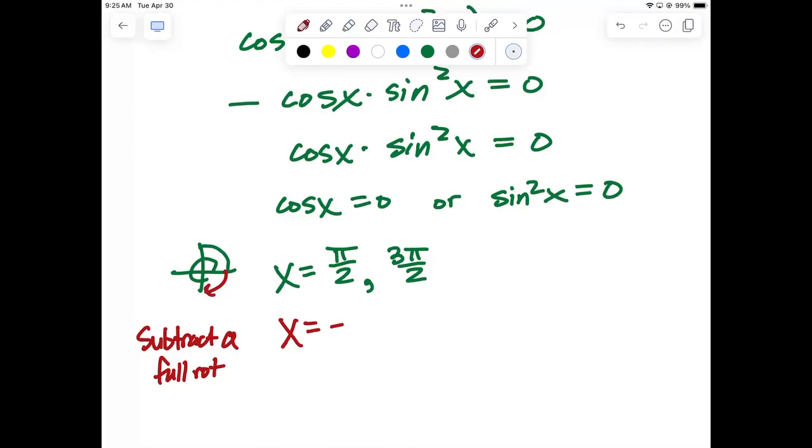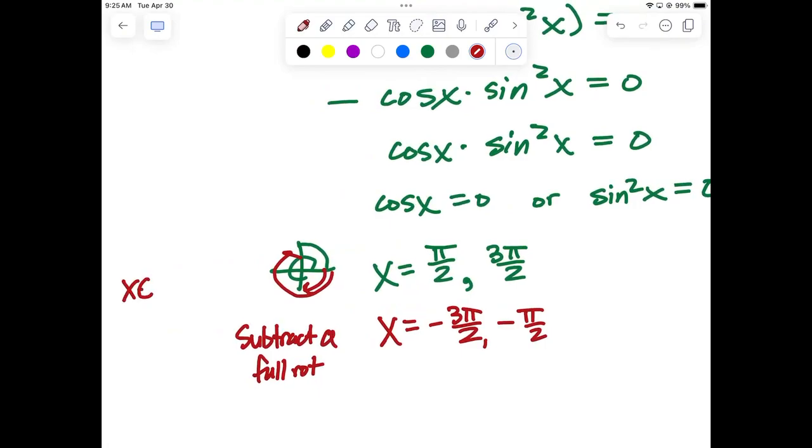All right, in other words, I want this one here and I want that one there. So yeah, negative 3 pi halves and negative pi halves. So those are all the ones now that are between negative 2 pi and 2 pi. I find the ones between 0 and 2 pi, and I just subtract the rotation.